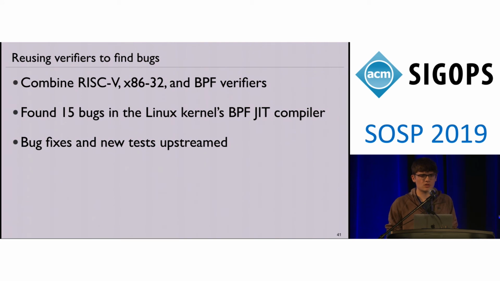Now, what I've just shown you is one possible way of using the Serval verifiers to verify refinement for these 2 systems. But these verifiers can also be reused and combined for other purposes. So to show that, we combined the RISC-V, x86, and BPF verifiers to find 15 previously undiscovered bugs in the Linux kernel's BPF JIT compiler. Each of these bugs has fixes and new tests that have been upstreamed into the Linux kernel. And if you're curious about more details, you can read the paper.